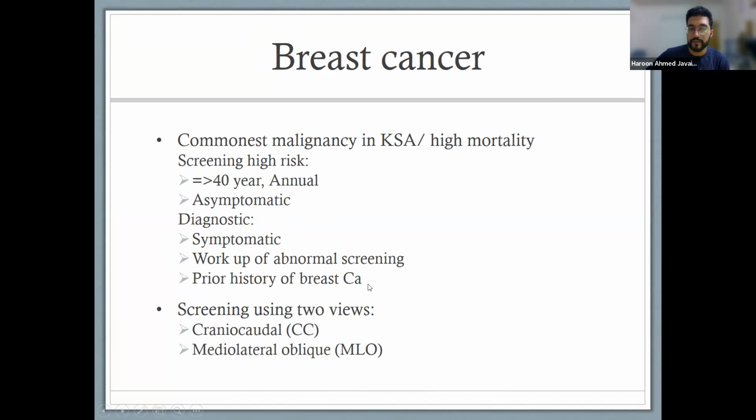Or if someone comes with a prior disease of breast cancer and you want to really diagnose again and see if it's breast cancer or not, okay? So for screening, the first thing we're going to talk about is screening, okay? For screening, there's usually two views.